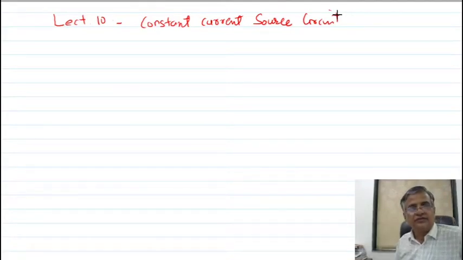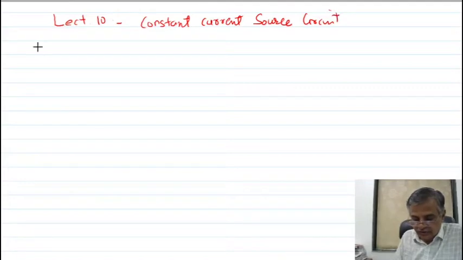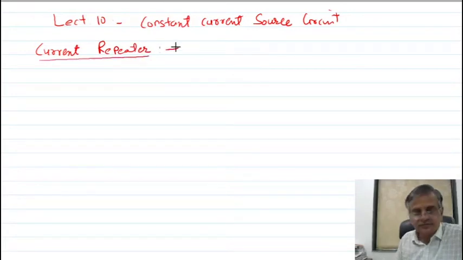Last time we have seen the current mirror and improved current mirror with gain also we have seen. Today we are discussing one more circuit, current repeater. Current repeater circuit. Let us try to understand this circuit.